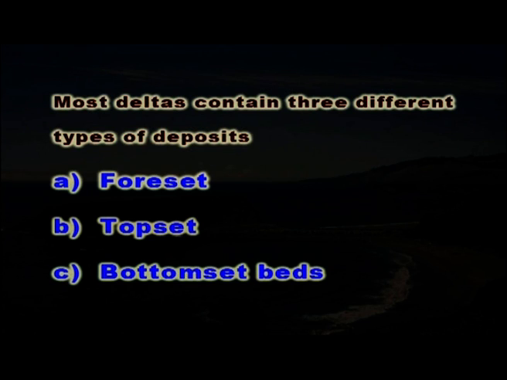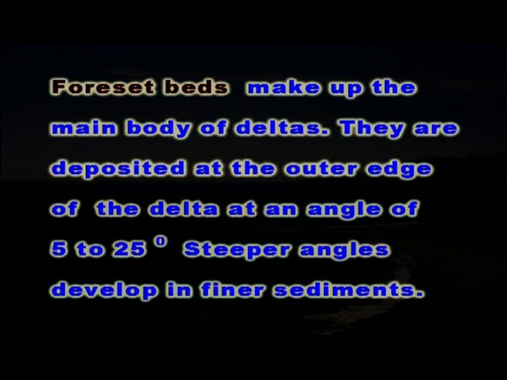Most deltas contain 3 different types of deposits: foreset, topset and bottomset beds. Foreset beds make up the main body of deltas. They are deposited at the outer edge of the delta at an angle of 5 to 25 degrees. Steeper angles develop in finer sediments.